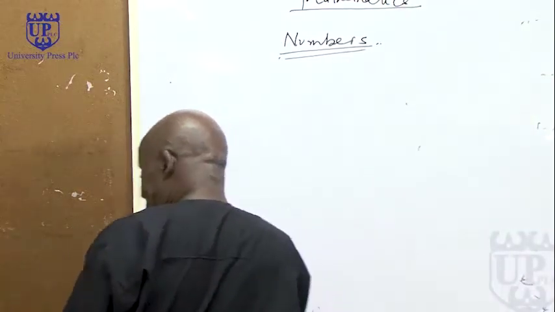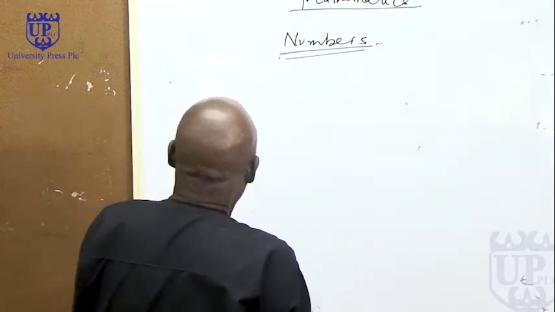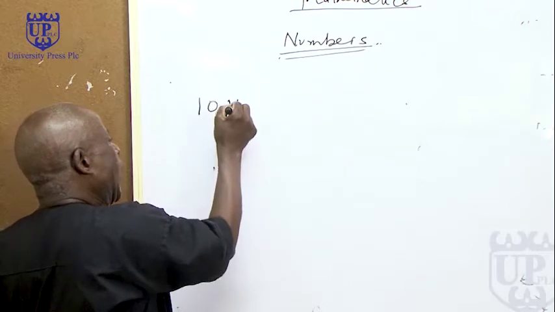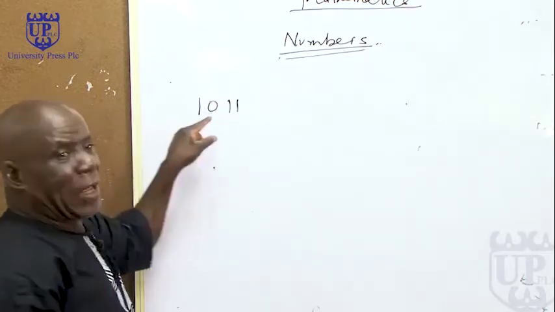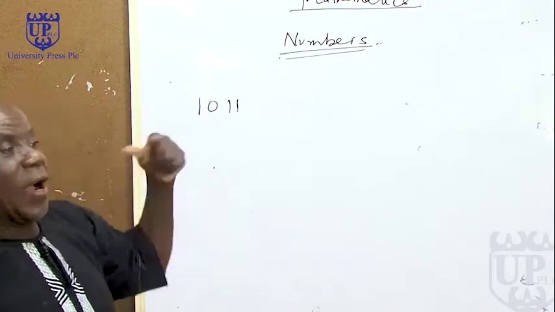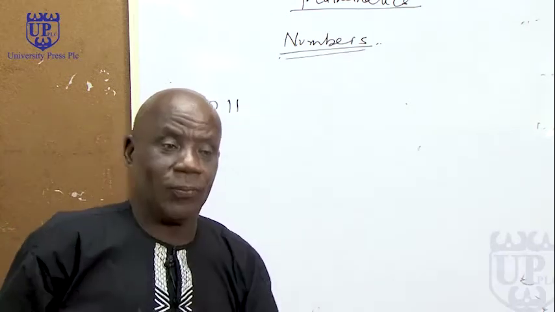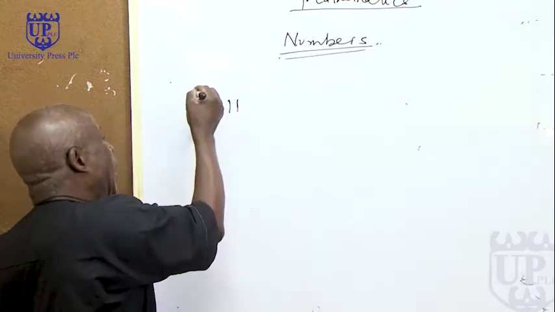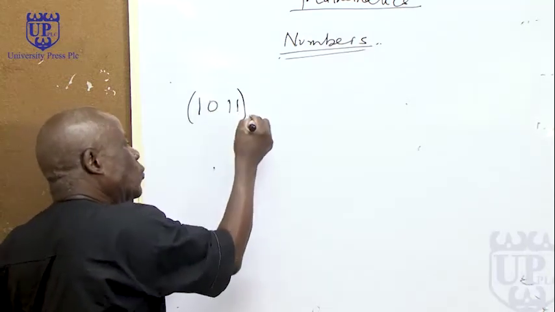For example, if you remember the other time, I said 767 is the same thing as 700. Let's say you are now given 1011. You don't call this one 1011 when you are counting in base 2. This is not 1011, but you say 1011, you put a bracket, you say base 2.